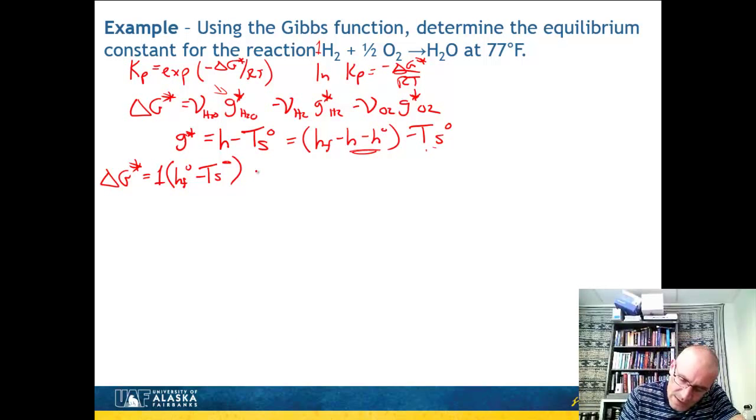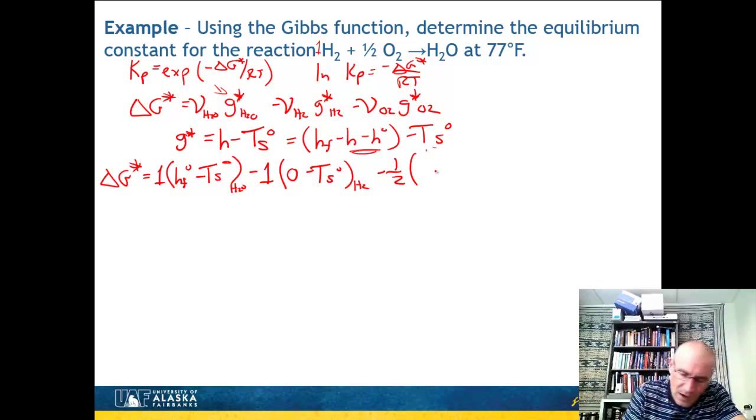And then so that's the products minus the reactants. So here's my H2. And heat of formation of H2 is 0. Okay, minus TS0. And that's for the H2. So let's put down, this is of the water, this is of the H2, and then minus 1/2. And this is going to be of the oxygen. Heat of formation of O2 is 0 minus TS0 of O2. Now, the S superscripts, little degree symbols here. This one's for water. Then I've got one for H2 and O2. So they're all going to be a little different.